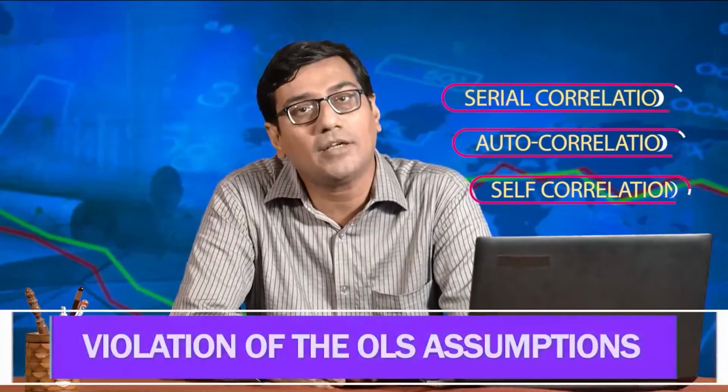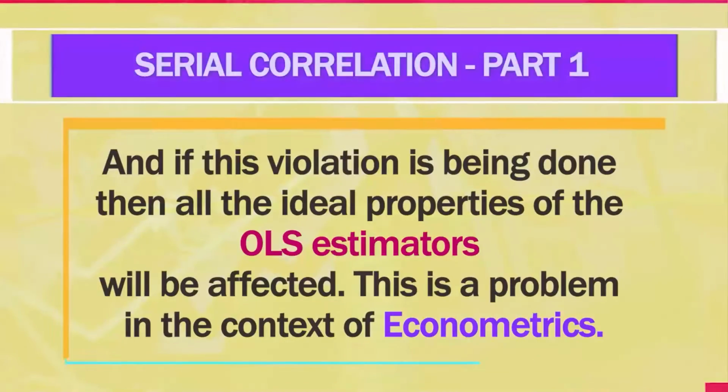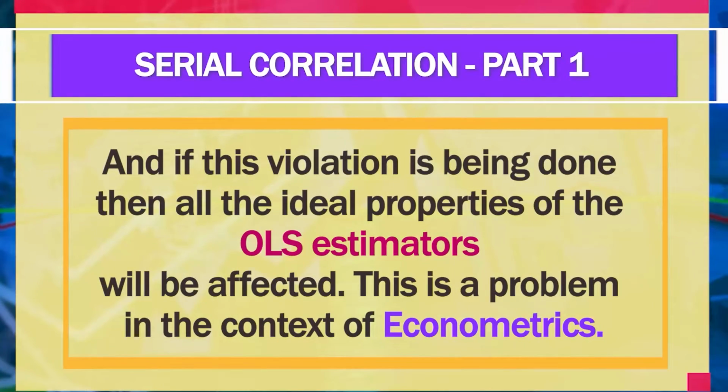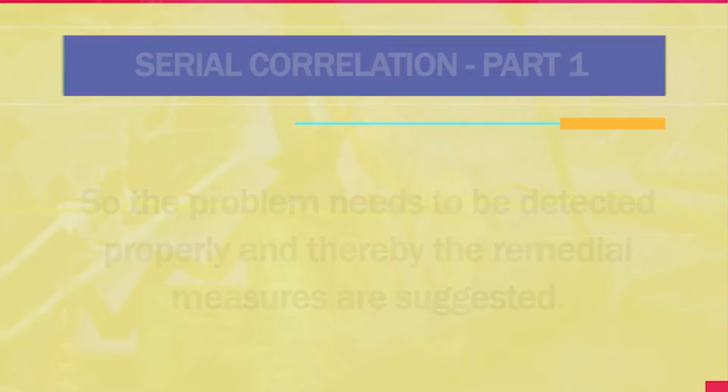Here the term serial correlation refers to autocorrelation or self-correlation, and that is basically a violation of the OLS assumptions. If this violation occurs, then all the ideal properties of the OLS estimators will be affected. This is a problem in the context of econometrics, so the problem needs to be detected properly, and thereby remedial measures are suggested.